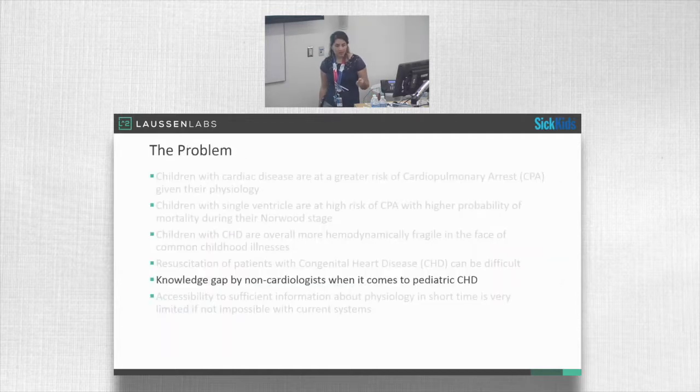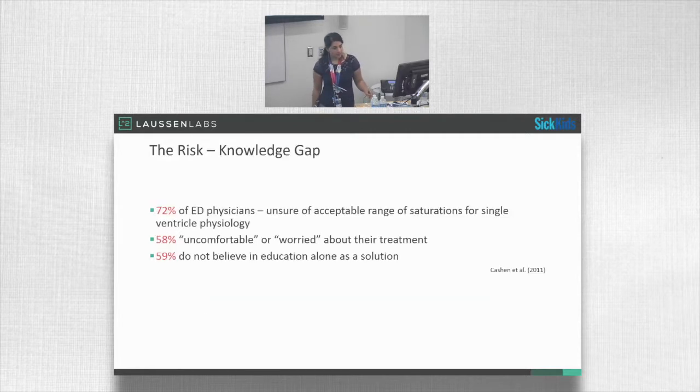In addition to all of that, there is a knowledge gap that exists when you consider clinicians who are non-cardiologists and non-cardiac intensivists, that would affect how well we resuscitate these children. A study of all the emergency physicians in the state of Michigan showed that about 72% of them were uncertain about what the saturations should be for a child with single ventricle physiology. And 58% of them were uncomfortable or worried about the treatment they were providing, which is a significant amount.